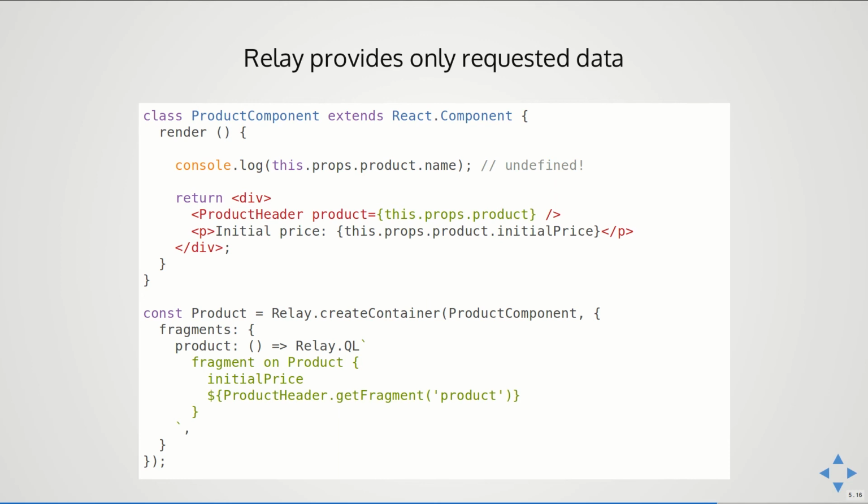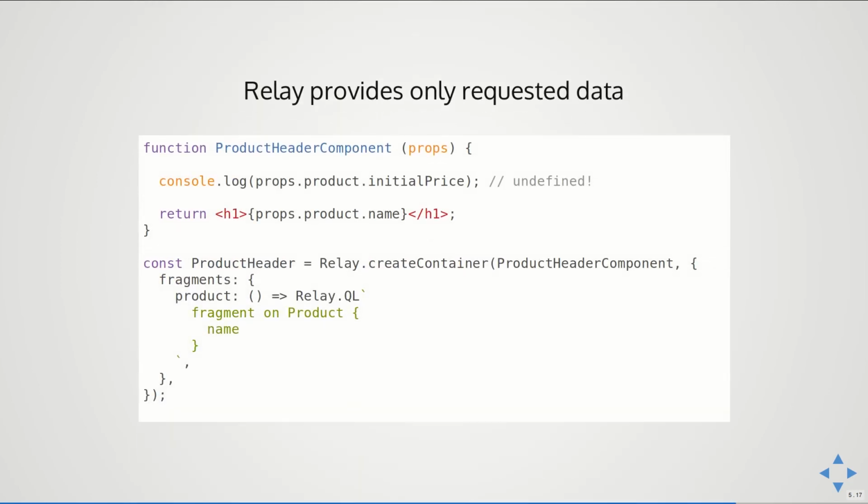The component can get only what it requested, and it also promotes explicitness, well, not being able to pass some props because they are already here, or already in the parent component. They have to be explicitly defined in a container. So this is the product header component. You can see that although product initial price was requested in a parent component, it's not available here because this component only requested name.